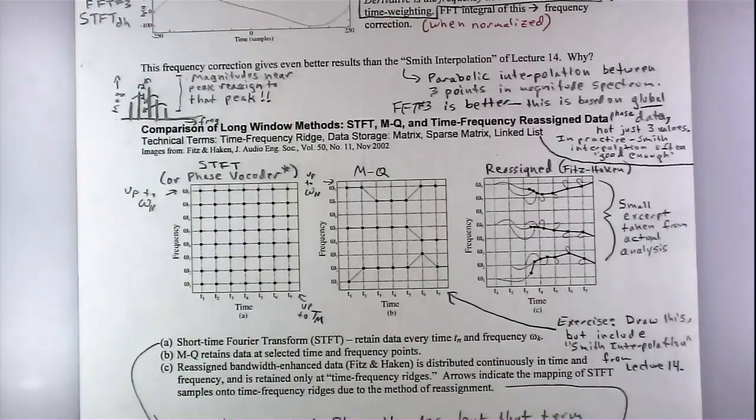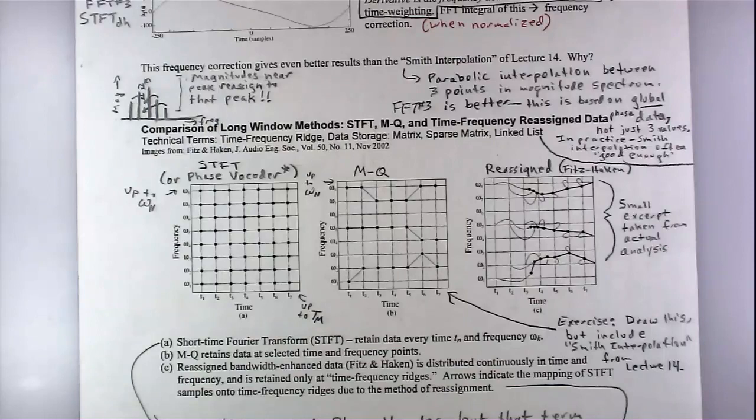Okay, and that's why this is better than the Smith interpolation, because parabolic interpolation only takes 3 points in magnitude. So it takes half the data from 3 points, and only the magnitude data from 3 points, and improves frequency that way. This thing takes all the magnitude and all the phase data globally from the whole FFT, and it gives you the best possible interpolation you could get from the data. So it's less noisy.